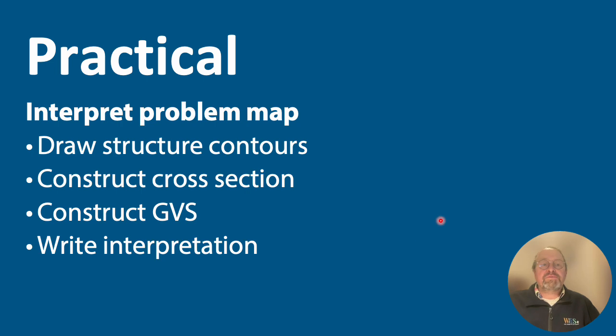So last but not least, we're going to do a little practical here today. What you're going to do is draw structure contours. You're going to make a cross-section and the dreaded vertical stratigraphic scheme, and then I'd like you to write an interpretation.